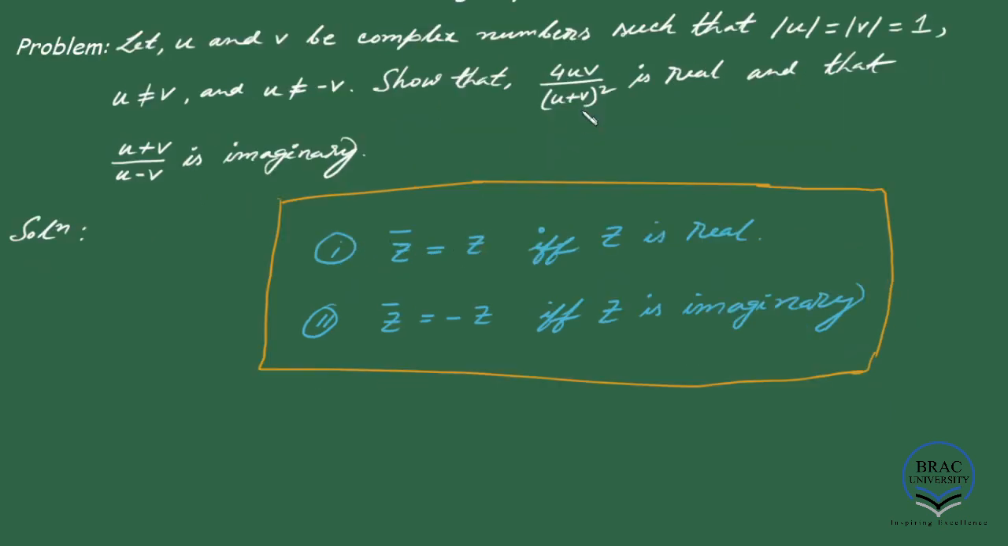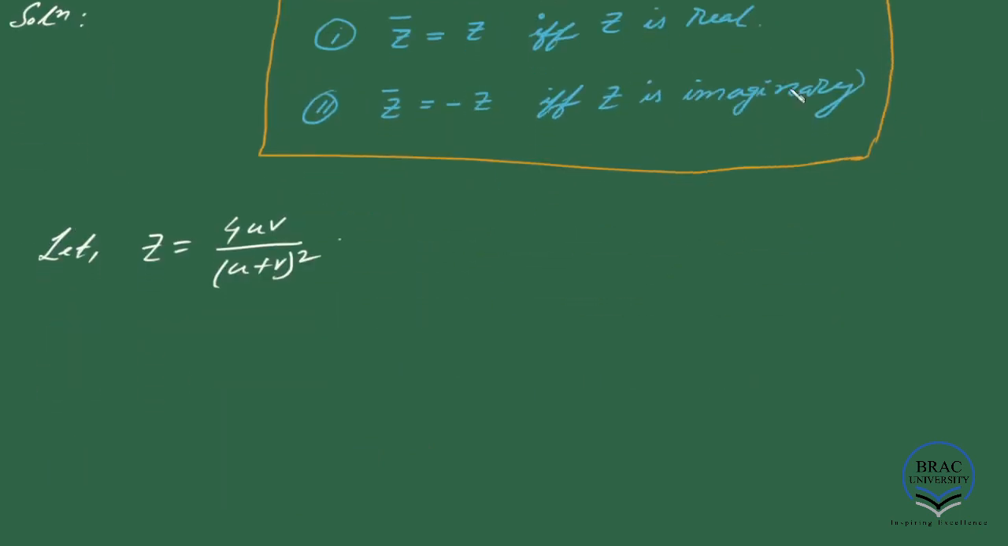Now let's go ahead and try to prove the first part of the problem, where we are given a number and we have to show that this is real. For ease of working, let's assume this number to be equal to z. So z is equal to 4uv divided by (u plus v) whole squared. Now we would like to prove that this is real, and to prove that, we just have to take the conjugate of that number. If it turns out that it produces the number itself, then the number z is real.